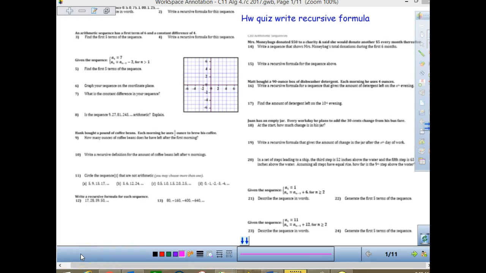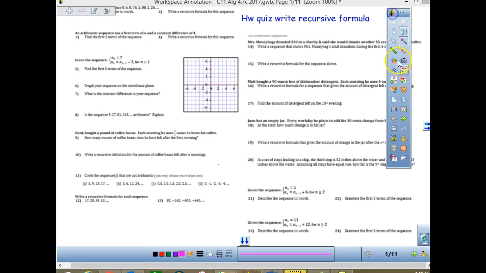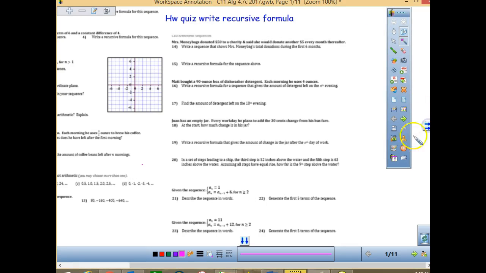Nowhere in number 20 does it ask us to write a recursive formula. It does say, as we are looking at the problem, that we are going to use that information. So when 3 was at 52 and 5 was at 63, what did you find for the slope? Because we do have to do that.